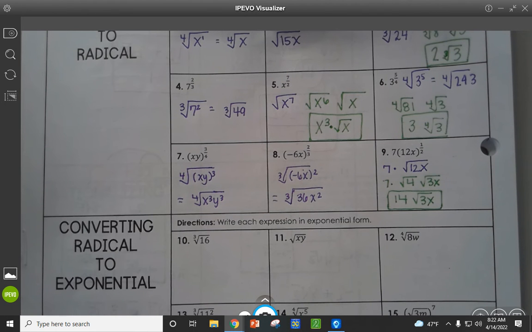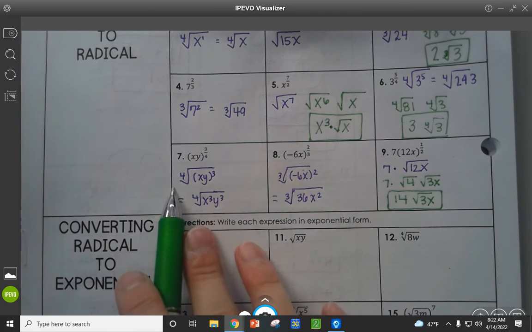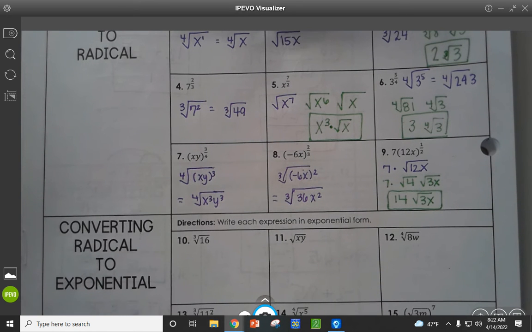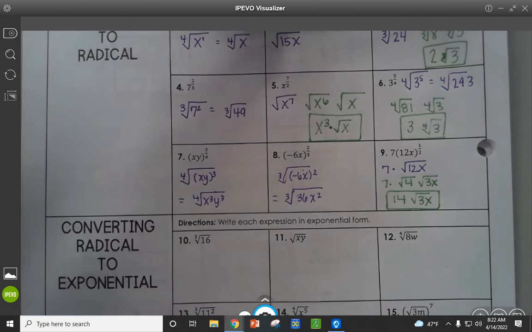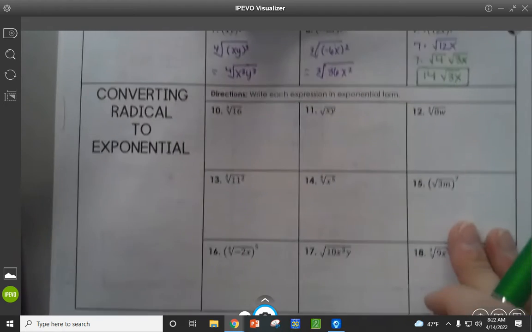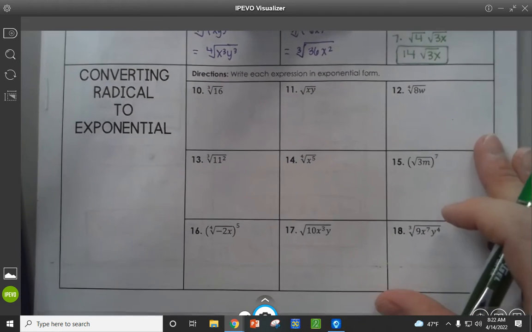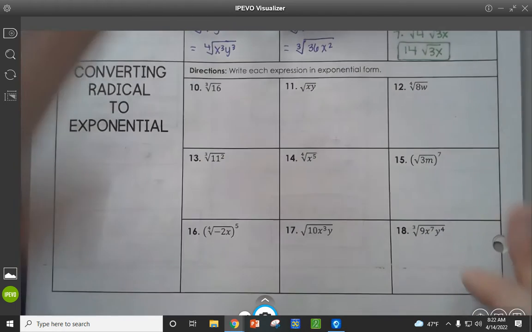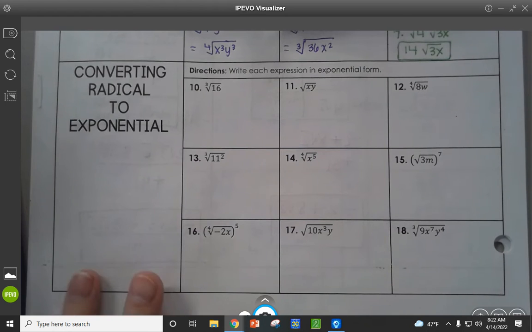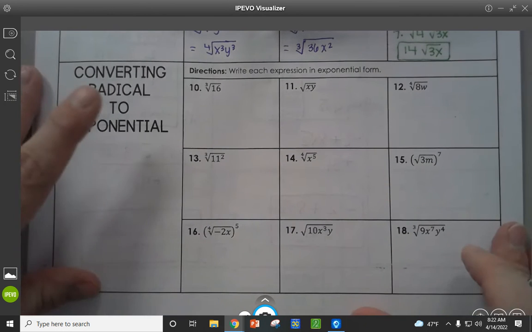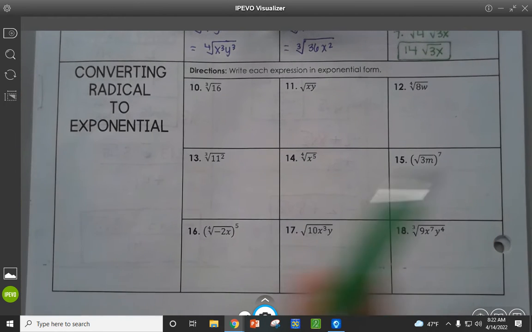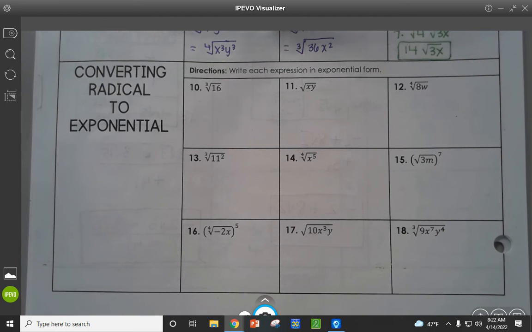Any questions? This will just take some practice. Sometimes if it's been a while, you forget if the top or the bottom is your root, so you just kind of have to memorize that. Now, converting: if I give you a radical and you are converting it to exponential, so you're giving the exponent, sometimes those seem to be a little bit easier. A lot of times there's not as many simplifying problems that you have to do.